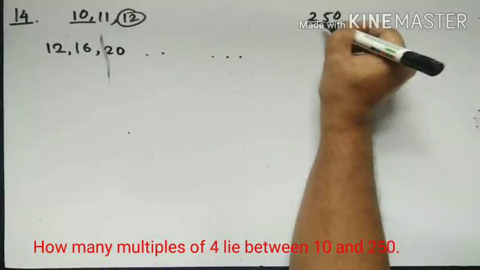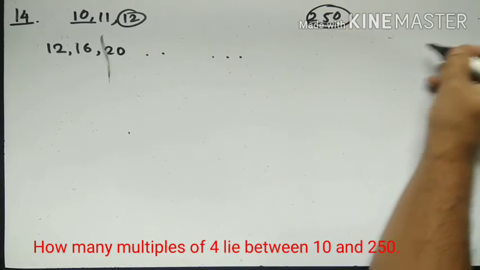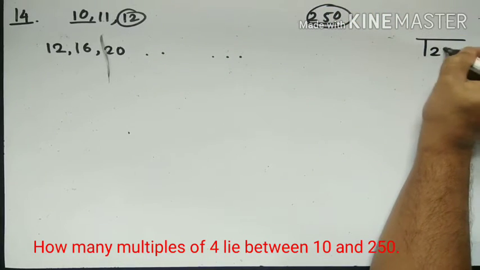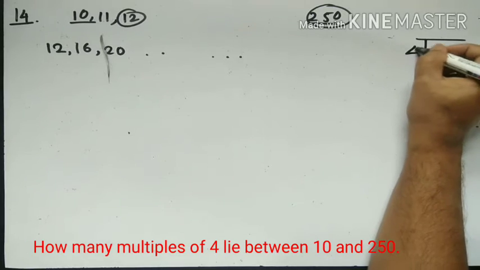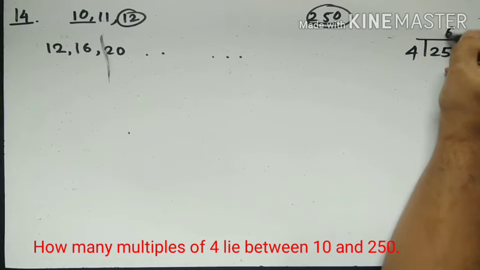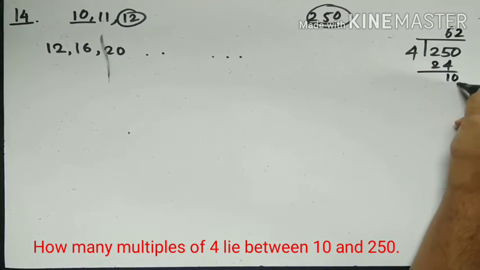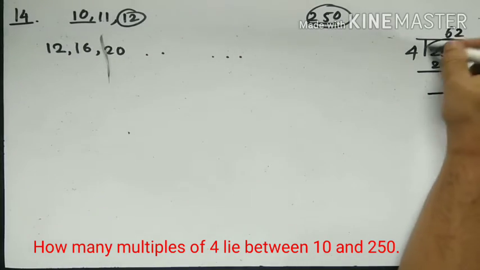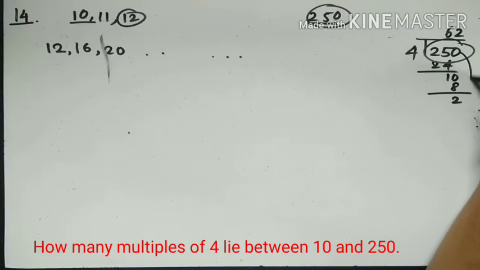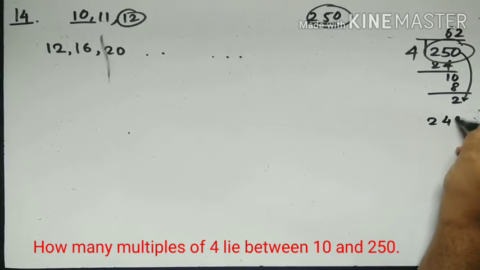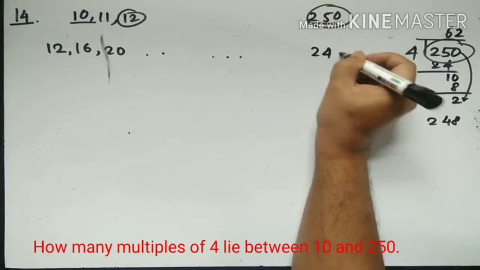Now, what is the last number? 250 is not divisible by 4, so I'll divide 250 by 4. 4 6s are 24, 1 0, 4 2s are 8, 9 10, that means there is 2 excess, so 250 minus 2, that means 248 is the last term.